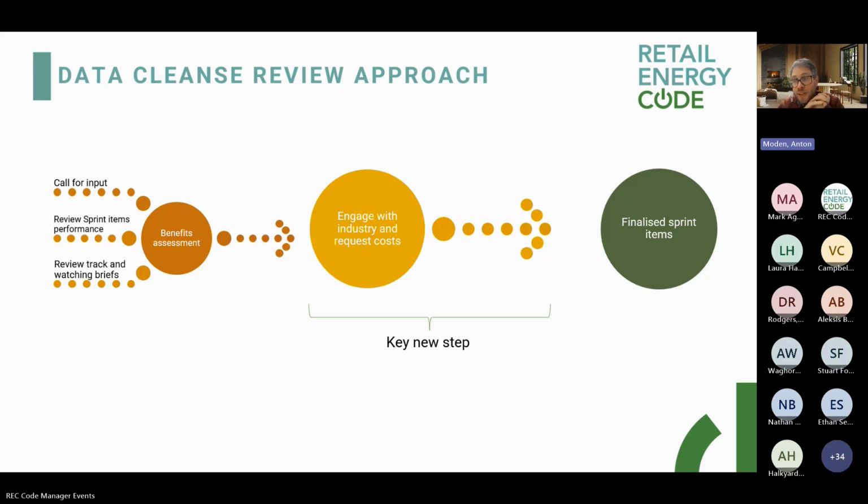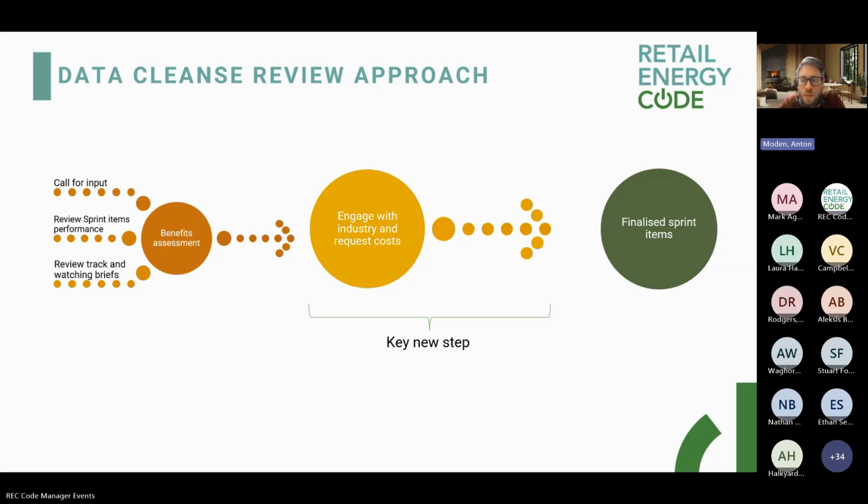But once we've done that, the new bit is that we'll do a benefits assessment where we will try and identify the benefits of cleansing data items, and then we'll engage with industry and request industry costs. For us to do costs and benefits, we can have an idea of the benefits, but those should be validated with industry. We need your input on costs. I think that's really important, and that should help us try and pick the best priorities and make the most of the time that you guys dedicate to this. And then obviously at the end we'll have a finalized sprint item ready for sprint 6, so that we can kind of crack on in the usual process.